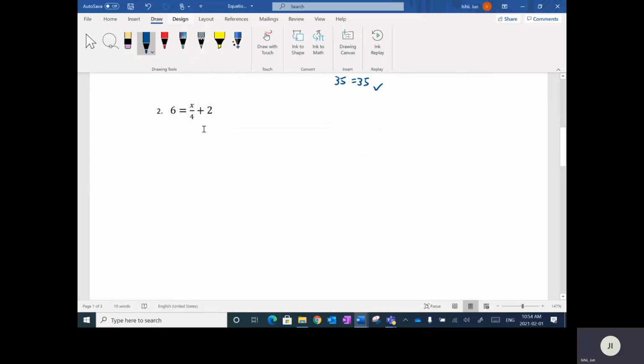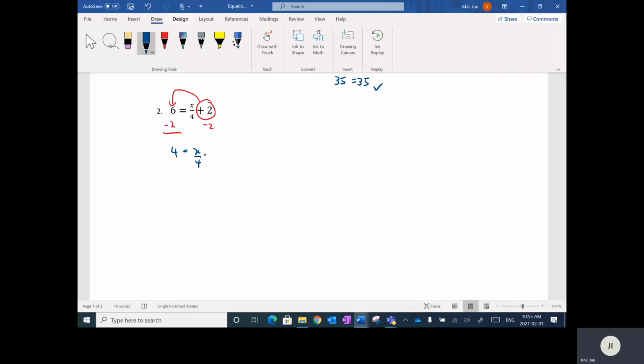We have 6 equals x over 4 plus 2. Again, I want to isolate the x, so I'm going to move the 2 to the other side. That would be subtracting 2. When I move things to the other side, it's the opposite sign. So 6 minus 2 is 4, and I have 4 equals x over 4.